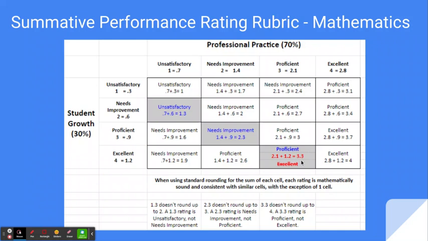That excellent rating, of course, is inconsistent with the cell that is grayed out here and the cell that is here. Just looking at one of these, if a teacher received a rating of unsatisfactory for professional practice worth 7/10 and a needs improvement rating for student growth worth 6/10, that would yield a sum of 1.3. Standard rounding makes that a sum of 1, which is correctly identified as unsatisfactory. Same thing could be said for this cell. So changing this is not only mathematically sound, but it also makes this cell consistent with the rest of the rubric.